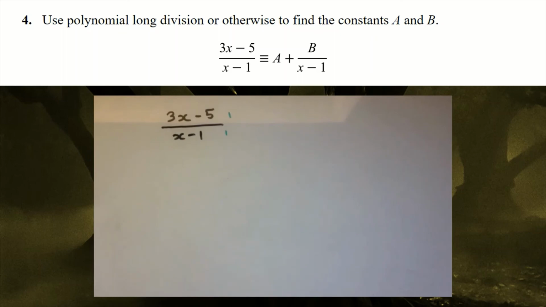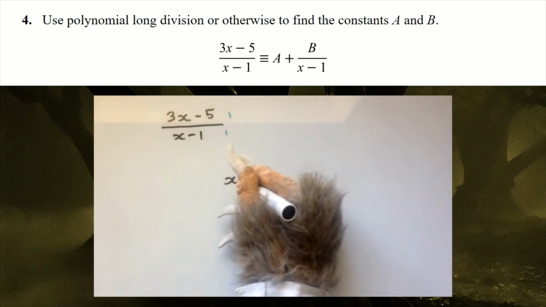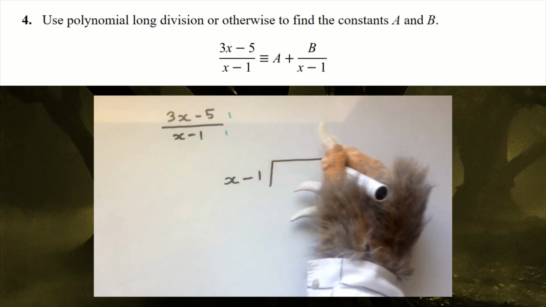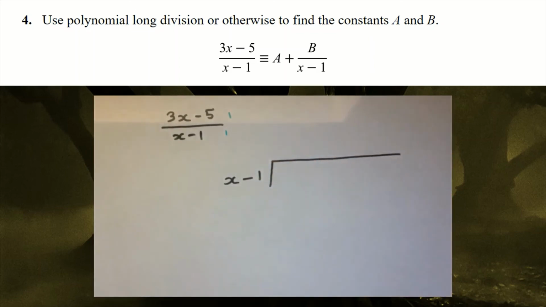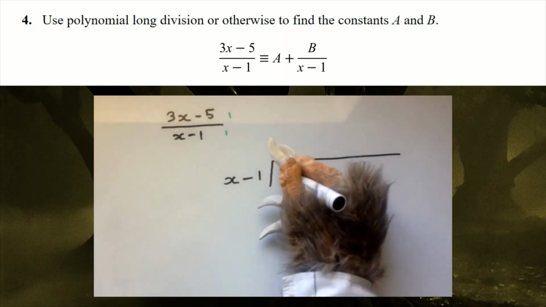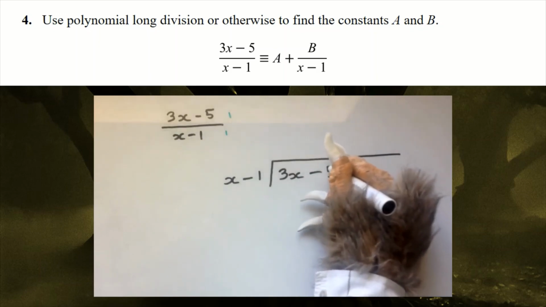This is good practice, good revision in fact. So let's set up the bus stop, as we like to call it. We're going to have x minus 1 as the divisor, so that's going to go on the outside of your bus stop. Then we'll draw the big bus stop here, like that. It probably doesn't need to be that big, but there you go. And the expression I'm dividing, or not dividing into, I apologise, is 3x subtract 5.